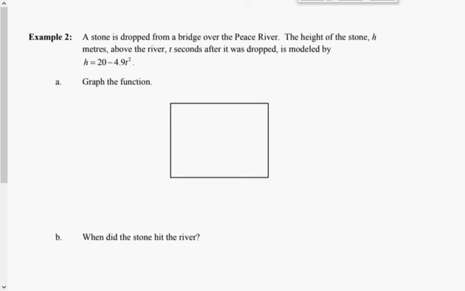So they took a stone and they threw it off. So here's my y-axis, here's my x-axis. Now, my y-axis is represented by height. My x-axis is time. Okay. So looking at this equation, what's my y-intercept? What's my c value? 20. 20, right? Okay. So it's going to look something like this.